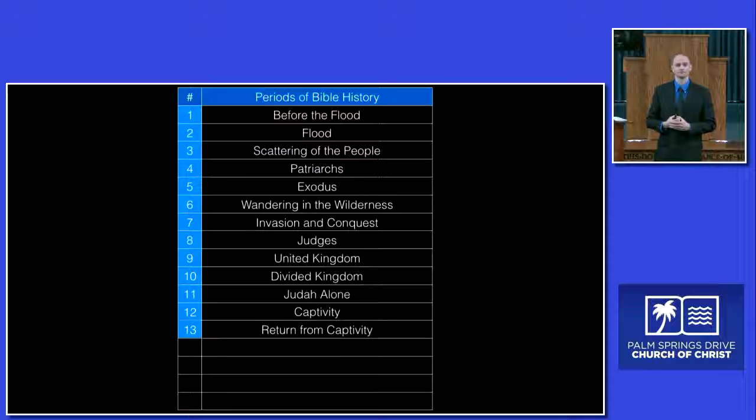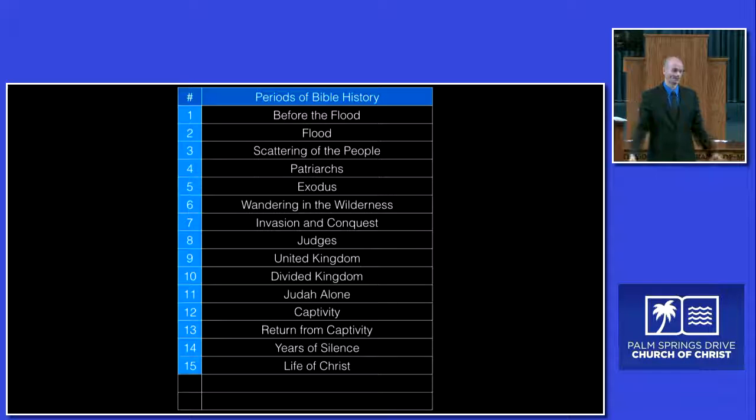Return from captivity. Rebuilding of the temple. Rebuilding the walls of Jerusalem. Learning the law. Good. Under Ezra. All right, years of silence. 400 years. Maccabean revolt. All right. Life of Christ. Kind of hard to sum that one up, isn't it? Salvation in one word. Amen.